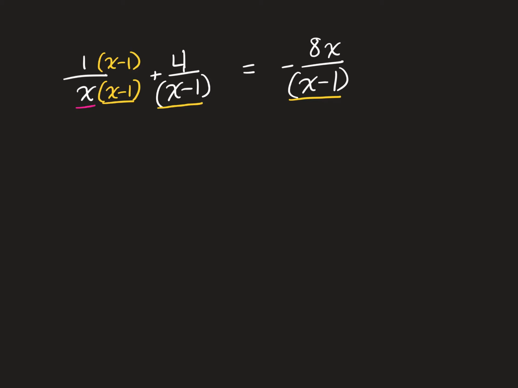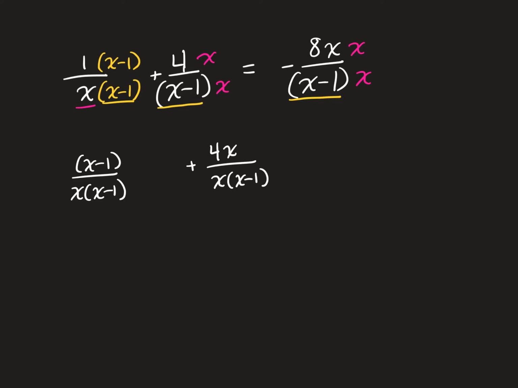But this first fraction also has an x as a factor. So that means I'm going to have to multiply top and bottom of both of those other fractions by x. And now when I look at all of my denominators, they're all the same. So let me show you, and I'll do this the long way here. In my numerator, I have x minus 1 over x times x minus 1. Resist the urge to cross that giant 1 out because that'll just take you back to what you started with. Plus 4x over x times x minus 1. And then equals negative 8x squared over x times x minus 1.